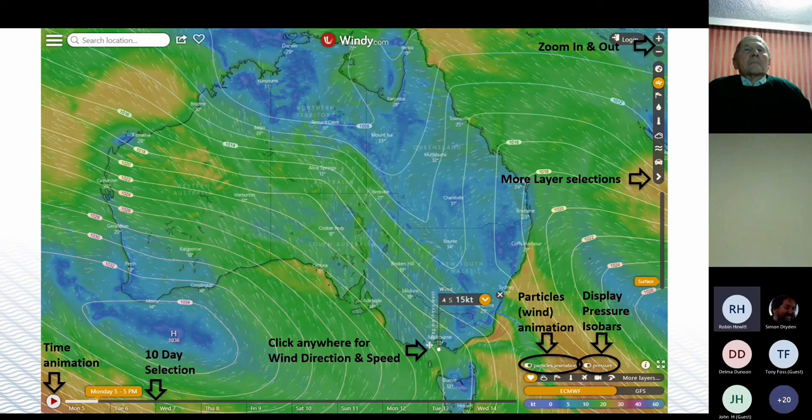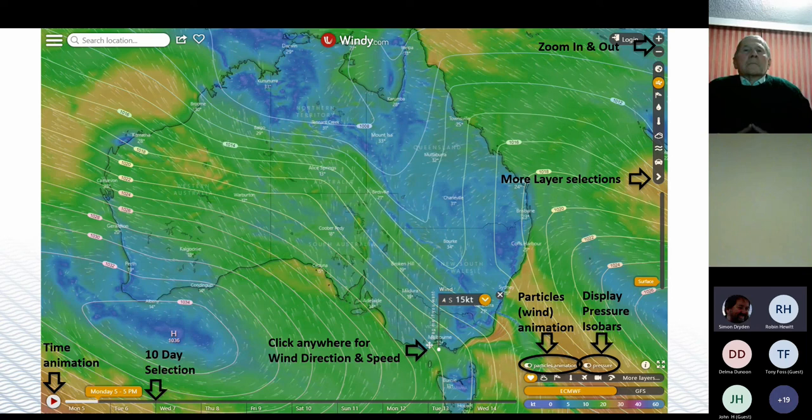Now, this is the windy map. You'll see here, where is he? More layers. Oh, here's the more layers. If you click on more layers, you will actually get a string of different selections right the way down here. And I think they're down about here now, aren't they, Simon? Yeah. It's changed a bit since we put the slide up.